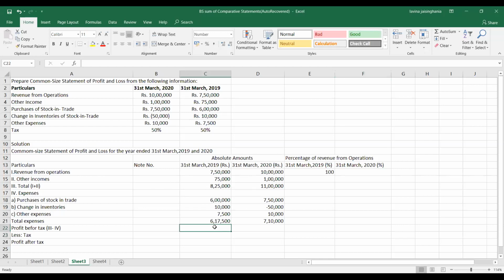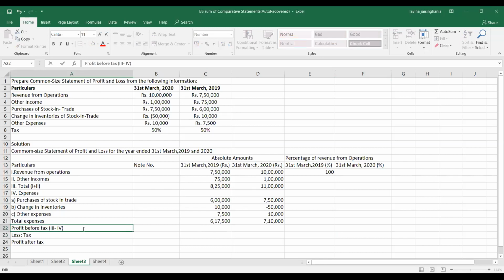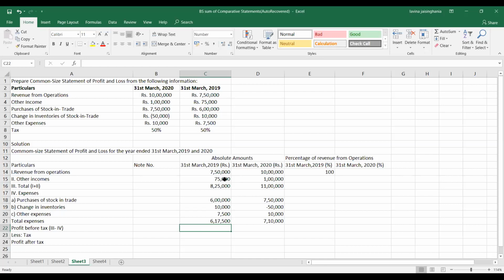Now first of all we'll find the profit before tax. Profit before tax will be how much? Profit is income minus expenses. So income is 8,25,000 less expenses is 6,17,500. So you'll get your answer as 2,07,500. Similarly, if you do the calculation for 2020, that is 11 lakh minus 7 lakh 10,000, you'll get your answer as 3,90,000.